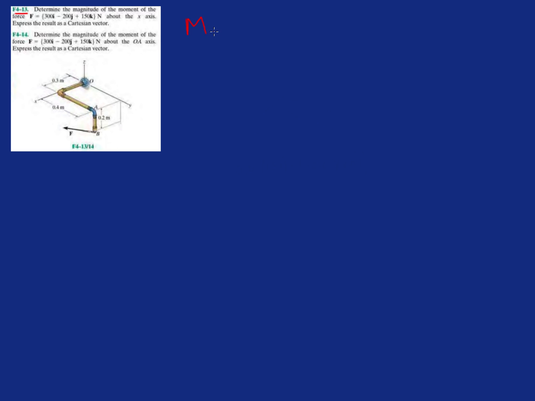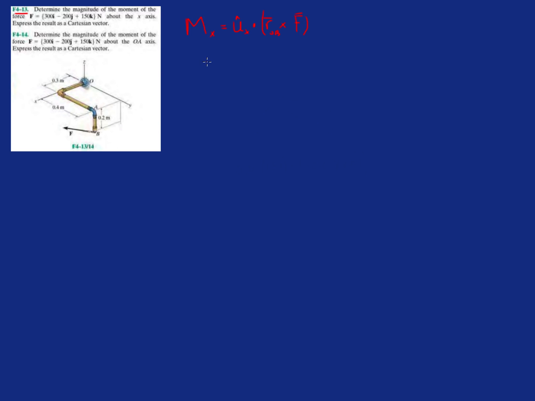The new notation for it will be: the moment about the x-axis is going to be, okay, what's the unit vector of the x-axis, dotted with R cross F. And I guess we'll call it ROB. That's where the force is acting. Okay, so this will be the new notation for this part of the chapter.